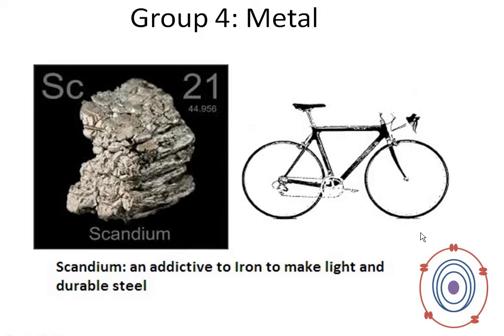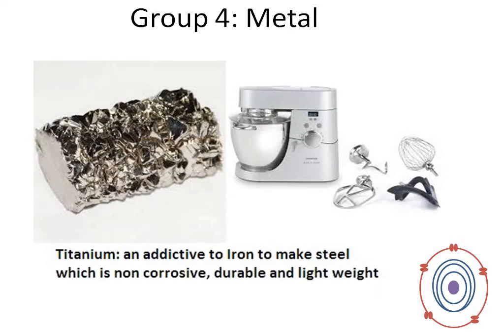Scandium, 1 electron in the outermost shell, an additive to iron to make light and durable steel. You can find it in the frame of a bicycle. Titanium is an additive to iron to make steel which is non-corrosive, durable and lightweight. We can find it in our cooking utensils.